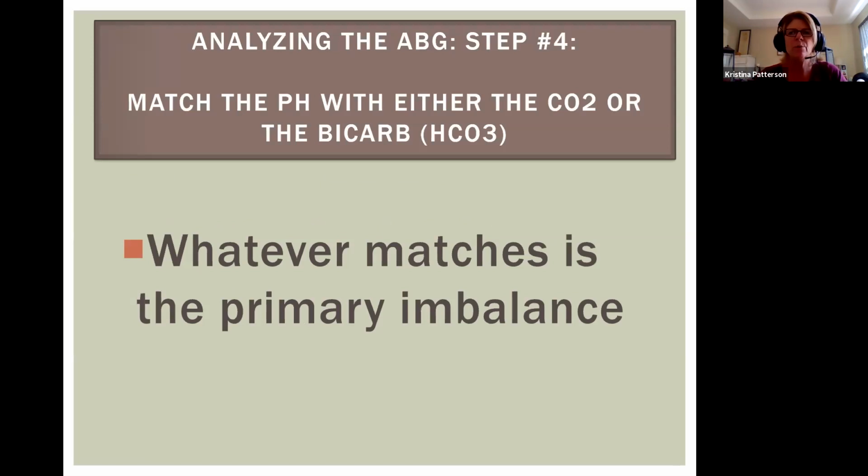Step 4. This is where we match the pH with either the PaCO2 or the bicarb, the HCO3. Whatever matches is the primary imbalance. What do I mean by match? It's in the column. If you have a pH on the left and a bicarb on the left, then you have a metabolic acidosis. If you have a respiratory on the left and a pH on the left, then you have a respiratory acidosis. We're going to do a whole bunch of practice so that you can get what I mean by this.